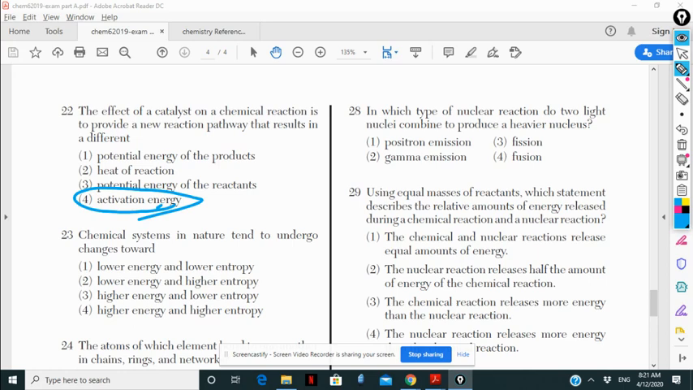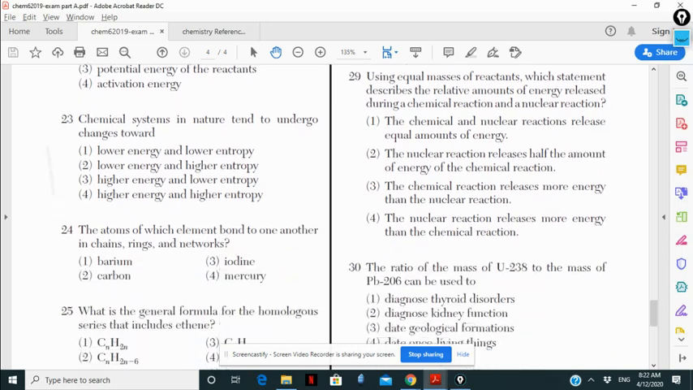Question number 23. Chemical systems in nature tend to undergo change towards, again, less heat, more randomness. Less heat means lower energy, so it's either one or two. Higher randomness means higher entropy, so the answer is going to be number two. So 23, number two.